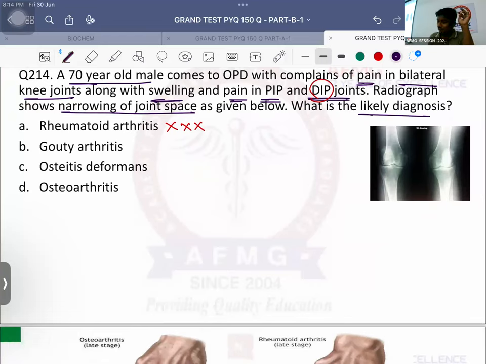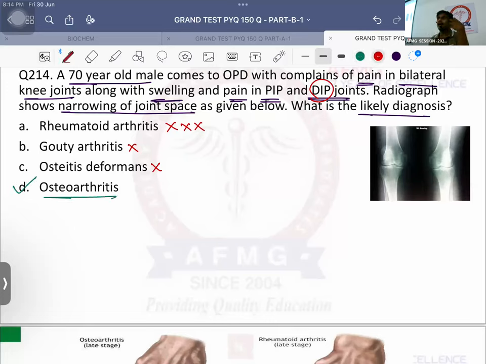Next is gouty arthritis. Why are we ruling it out over here? Please remember, there is pain. There is definitely. But problem is, knee joints are less likely involved in cases of gouty arthritis. Humne udhar kyun diagnosis banaya? Because their joint aspiration findings were given. Okay, nothing better than that. But yaha pe, we will not suspect gouty arthritis, and gouty arthritis usually does not involve the PIP and DIP joints. Okay, next, osteitis deformans is nothing but Paget's disease. In Paget's disease, usually inflammation is not seen. So, inflammation agar hai, to osteoarthritis.